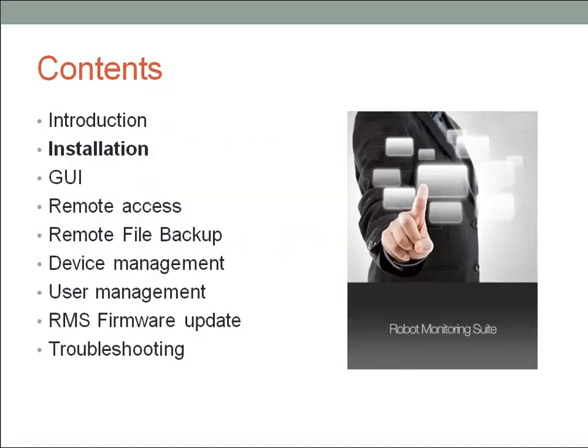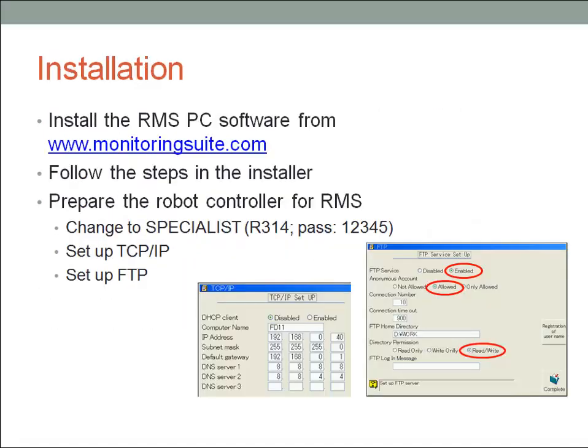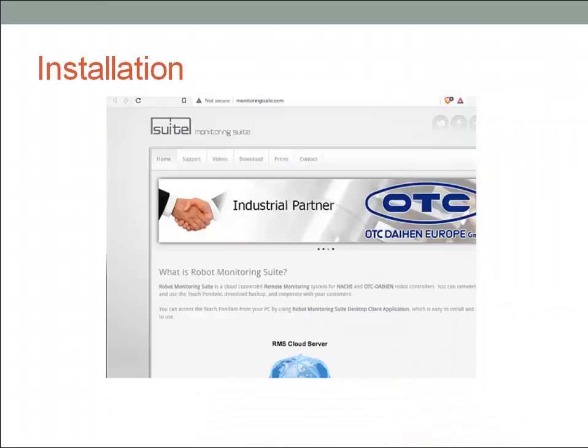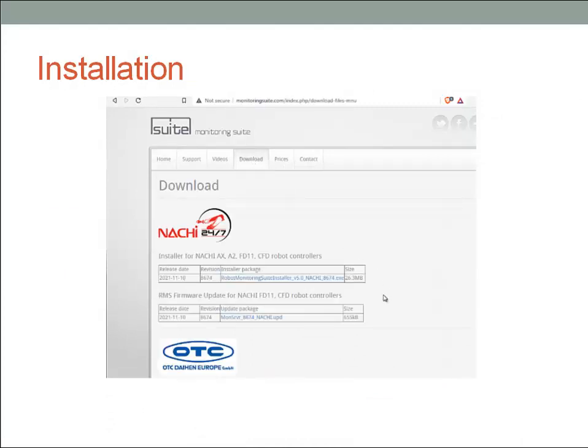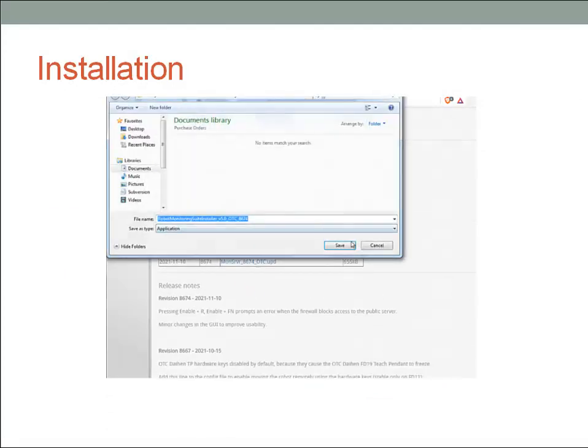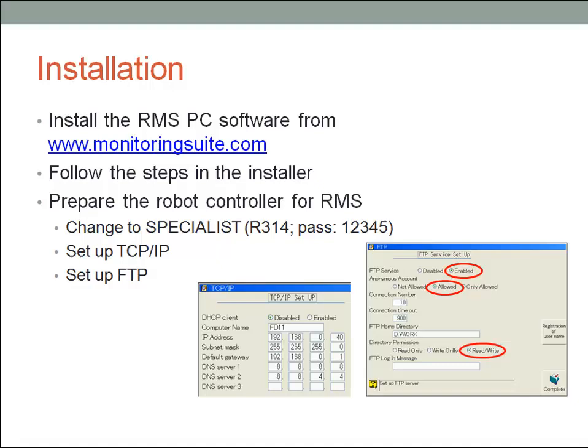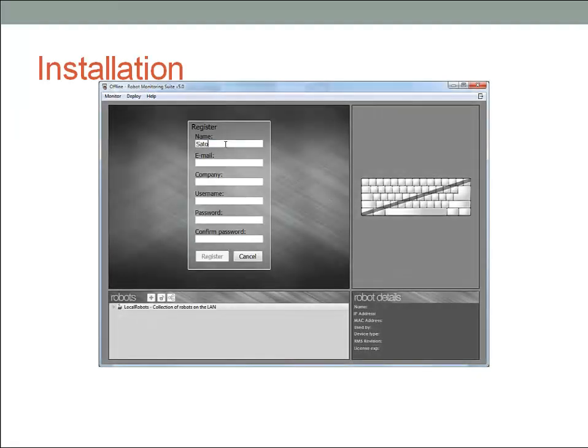So let's start with the installation of Robot Monitoring Suite. Installation is actually quite easy. First, download the latest software package from the link in the description and install it on your PC. If you don't already have a user account with Robot Monitoring Suite, go ahead and create one using the PC software.